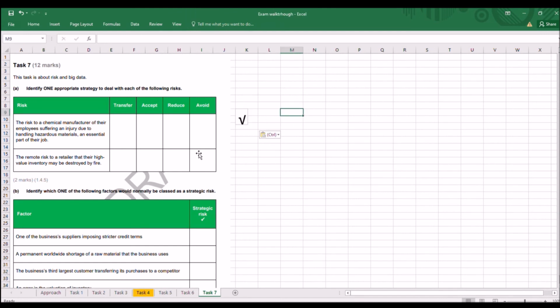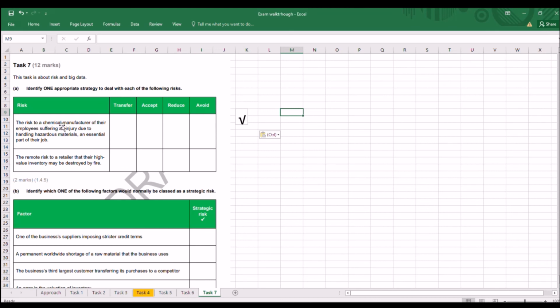Task 7. Okay, so identify one appropriate strategy to deal with each of the following risks. Well, in terms of risks, we can transfer the risk, typically transferring it to an insurance. We can accept the risk, we can do nothing about it, we just simply accept the risk because it's our operational risk and there's not really anything we can do. Or alternatively, reducing it and avoiding it actually are too expensive. And we can reduce it and we can avoid it entirely. Costs usually associated with these 2.